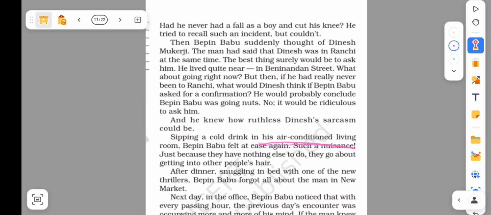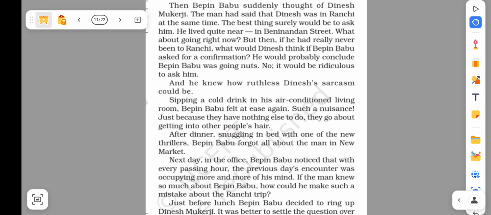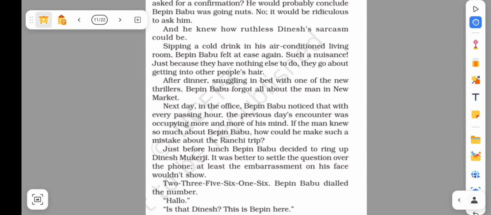Sipping a cold drink in his air-conditioned living room, Bipin Babu felt at ease again. Such a nuisance. Just because they have nothing else to do, they go about getting into people's hair. So he was enjoying his cold drink while sitting in his living room, and was thinking, yeah, what a person he was.